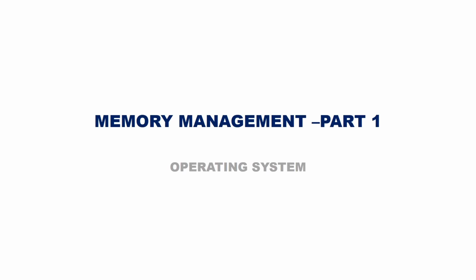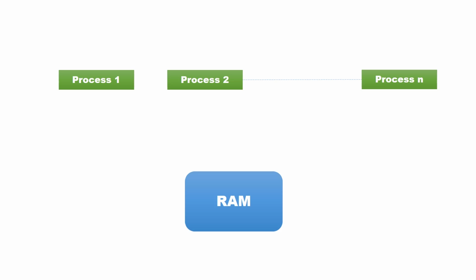Memory is an important resource that must be managed carefully. In this video, we will look at how the operating system manages memory. That is, how the operating system manages the RAM present in the system. Main memory and registers are the only storage entities that the CPU can access directly.